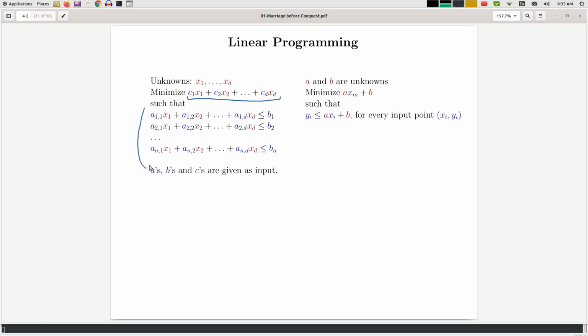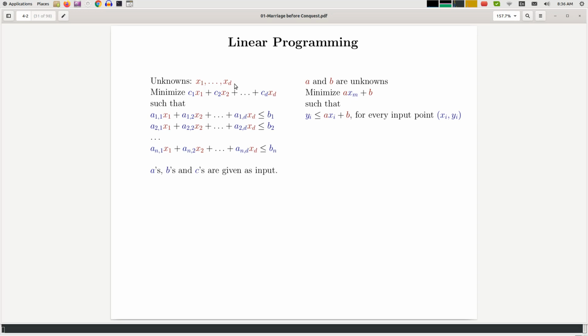And note that the roles of x's and b's are kind of swapped. In our formulation, a and b were the unknowns, and xi and yi were part of the input. So it's just a minor change of variable, but it might be enough to confuse you. So in our problem, a and b were the unknowns, whereas here the x's are the unknowns.